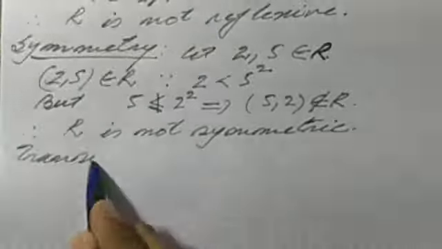So it implies that (5, 2) does not belong to R. So we may say that R is not symmetric. Now we have to discuss transitivity of the relation.